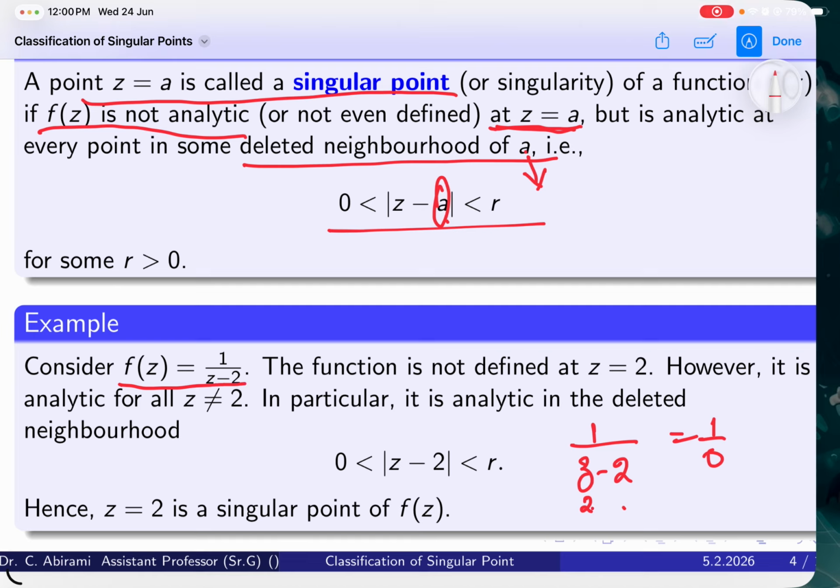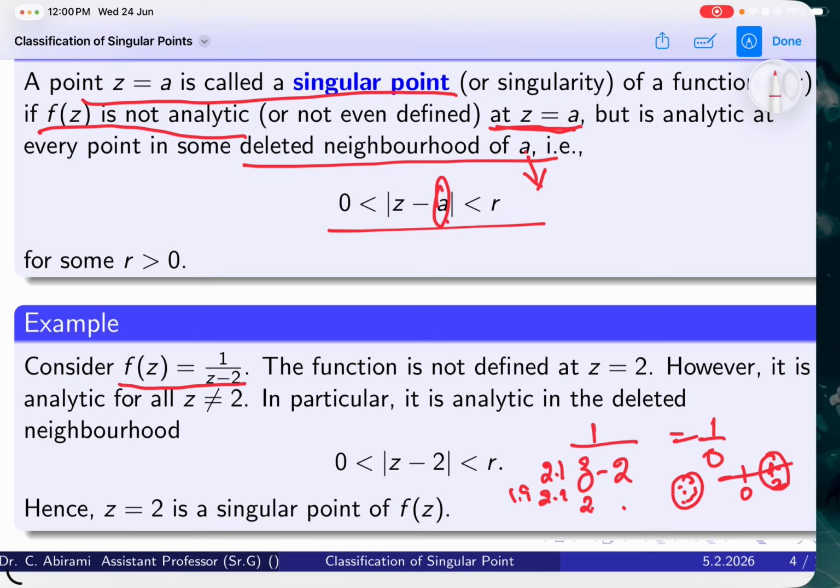Therefore, z equal to 2 is a singular point. If I construct a small circle around the point, at each and every point in the neighborhood, the function is analytic. So if I construct a small circle around z equal to 2, for example, if I consider a real line, this is 0, this is 2. Apart from 2, what about the right side of the neighborhood, the points 2.1, 2.2? If I put z equal to 2.1, 2.2, and similarly on the left side 1.9, 1.2, the function exists. Am I correct or not?